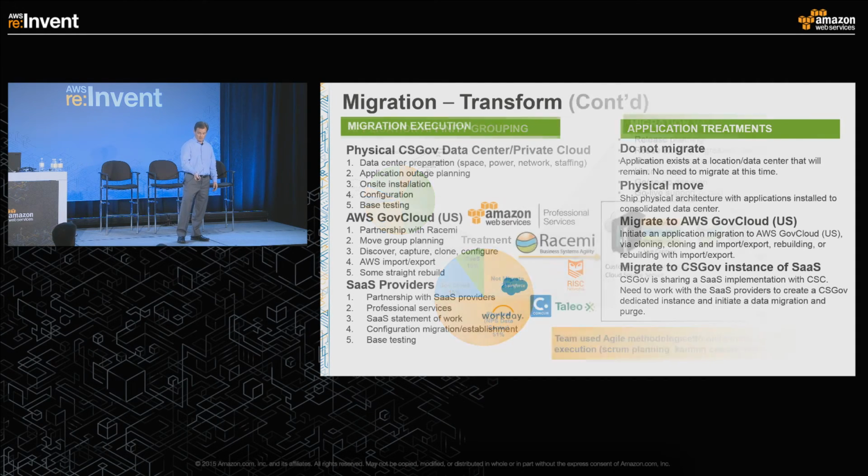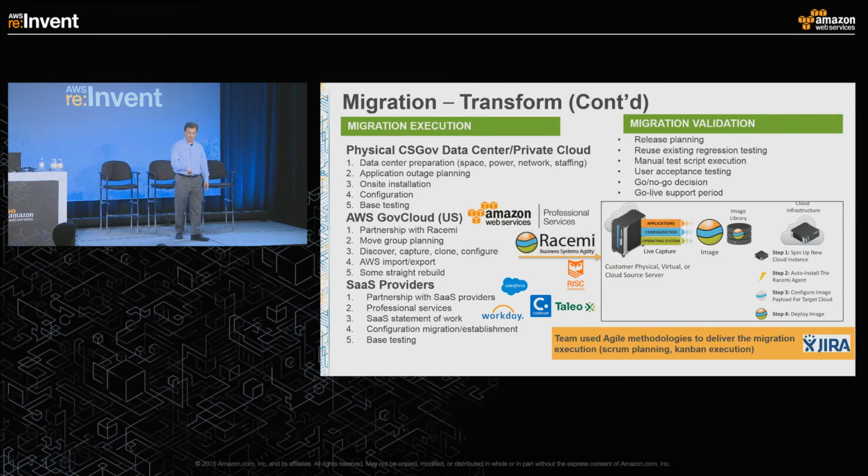All right. So for the migration, the transform continued. I'll skip the first part, the physical CS Gov data center. That's tried and true. I think everybody knows how that works. But really, I'm focused on the middle part, which is the AWS GovCloud.